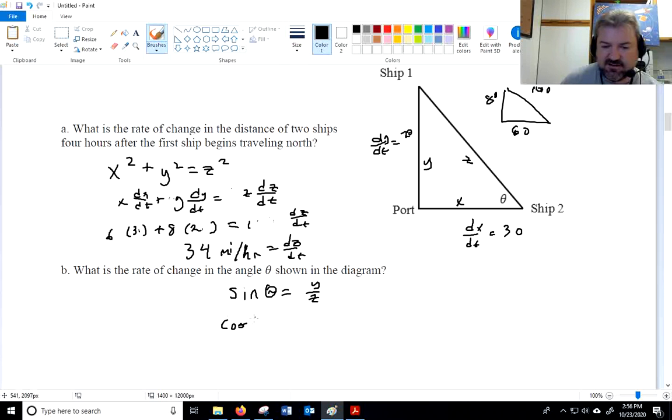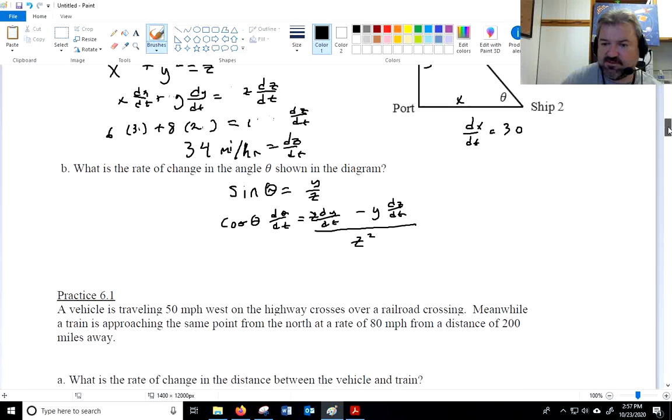So the cosine of theta d theta/dt, because of the chain rule, right, equals, now I got to use the quotient rule because I stuck with a fraction with y's and z's. So this is low d high, so dy/dt times z, low d high minus high d low, dz/dt, all over low low. All right, there's a lot here, but we ought to be able to figure everything out.